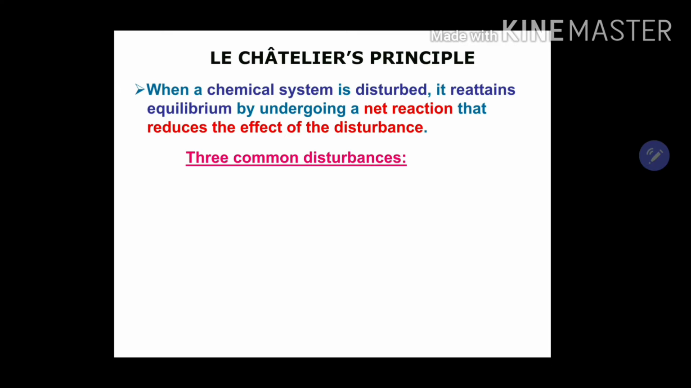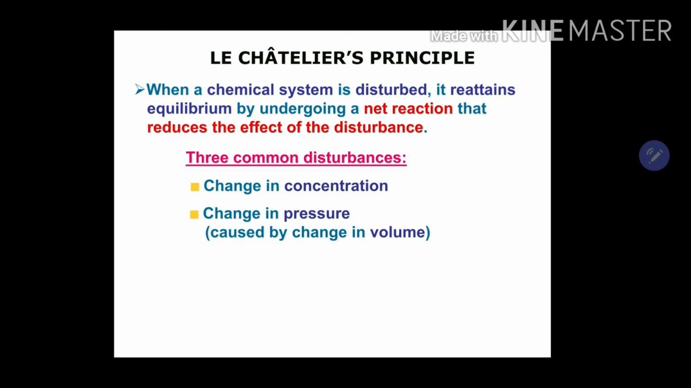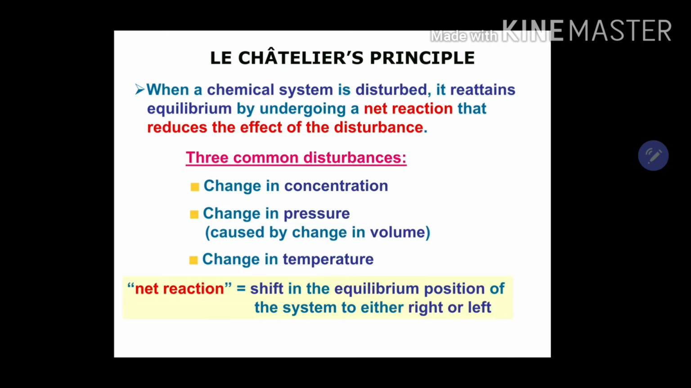Three common disturbances are: the first one is the change in concentration. The second one is the change in pressure, caused by change in volume. And the third one is the change in temperature. Net reaction is a shift in the equilibrium position of the system to either right or left.